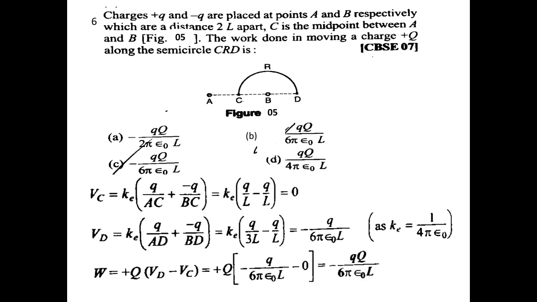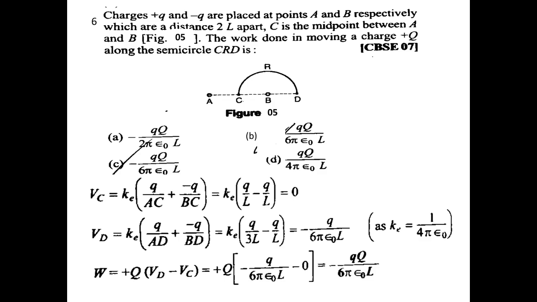In question number 6, charges +Q and −Q are placed at points A and B respectively, which are at distance 2L apart. C is the midpoint between A and B. The work done in moving a charge +Q along the semicircle CRD. So in this way we have to move the charge and we have to find the work done in moving that charge. So work done in moving the charge Q along the semicircle CRD is given by W = Q(VD − VC).